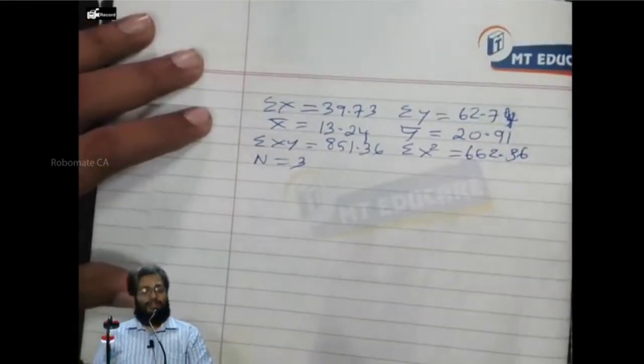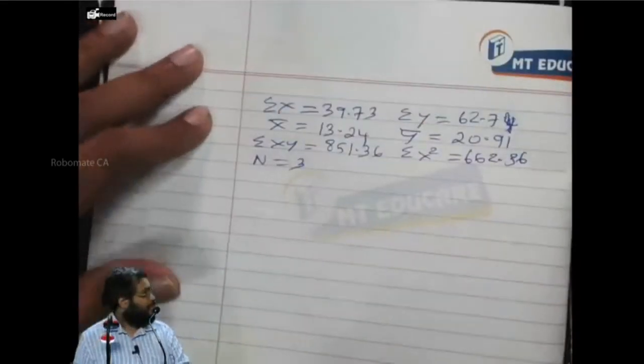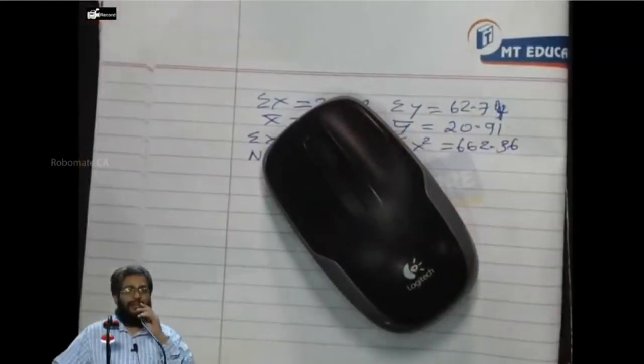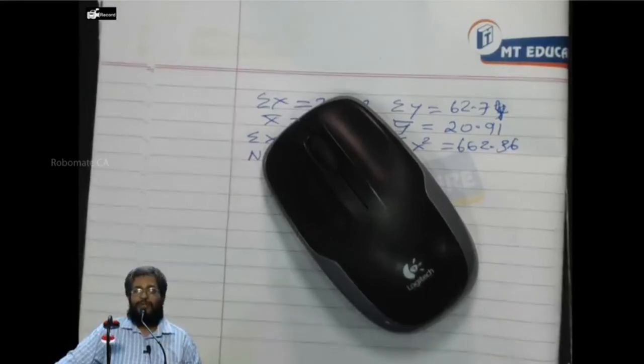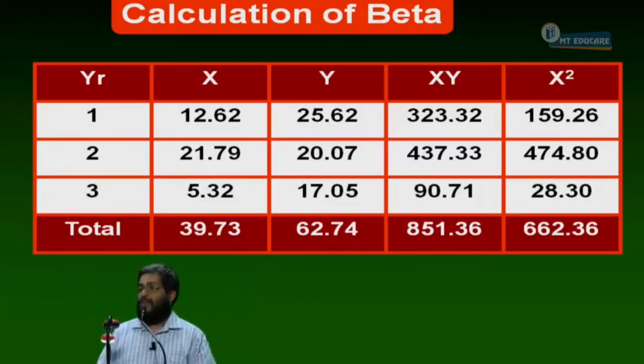Let's substitute the numbers to calculate the beta using both the formulas. Before we use them, tell me the formulas for calculating beta. First formula: beta is equal to sigma xy minus n x bar y bar, divided by sigma x squared minus n x bar the whole square. Second formula: n sigma xy minus sigma x sigma y, divided by n sigma x squared minus sigma x the whole square. Everybody have the clarity or not? Write it down.